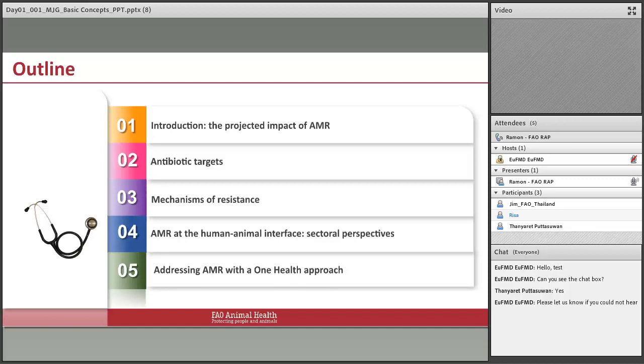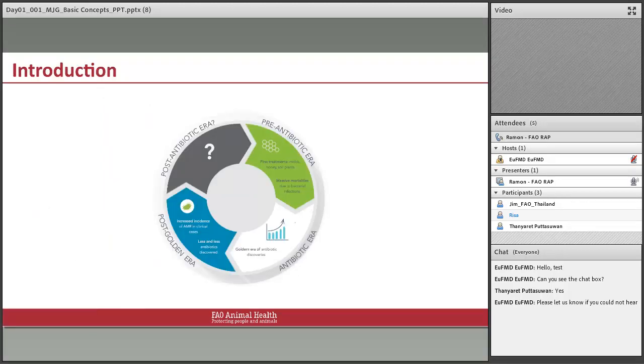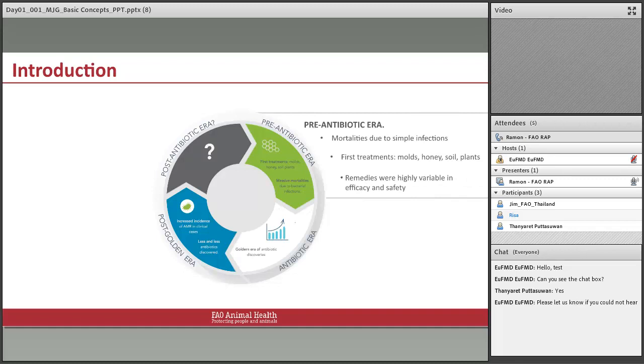Okay? So, in my talk, we will be discussing firstly the projected impact of AMR, and then I'll be discussing a bit about the antibiotic targets. What makes antibiotics work, and then what makes them not work. So we'll first try to understand what makes antibiotics work, why does it work in bacteria and not in humans, and then what makes them resistant. And then we'll look at it from the animal-human-environment perspective, like at the interface, and then address this with a One Health approach.